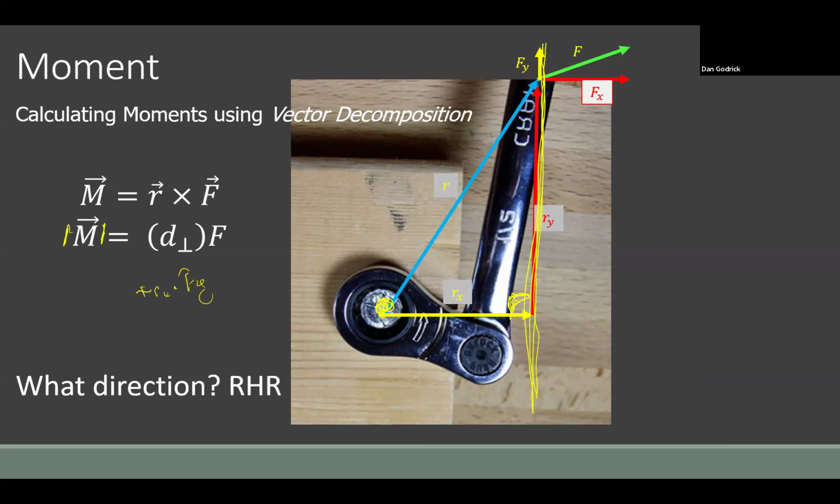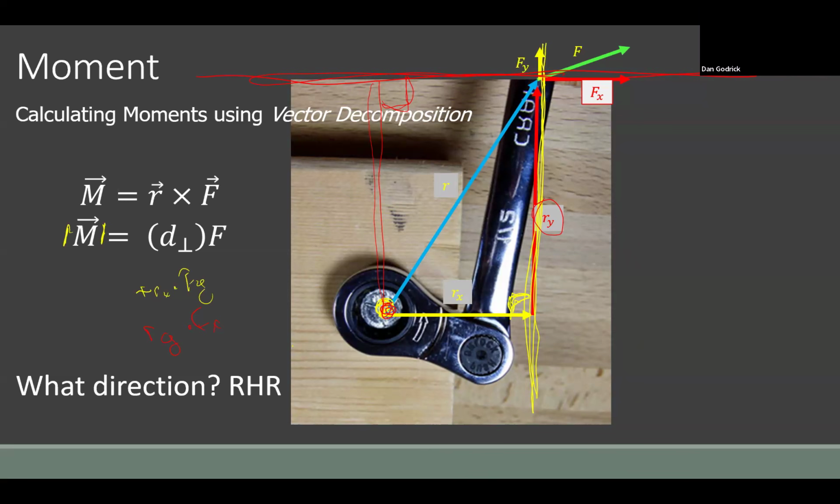So now, how does Fx work? Well, Fx, again, the principle of transmissibility means it acts anywhere on that line. And what we see is that going down to the bolt, that perpendicular distance, well, that's just Ry. So that's Ry times Fx. So the moment about this bolt due to Fx acting at a distance Ry is just Ry times Fx.